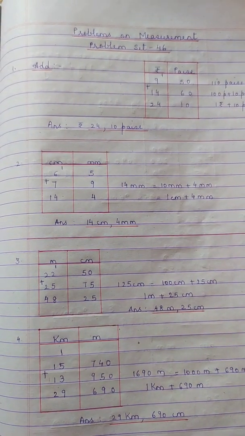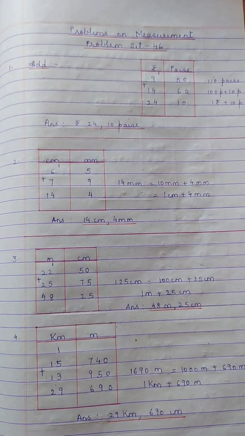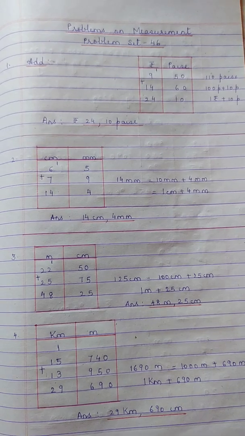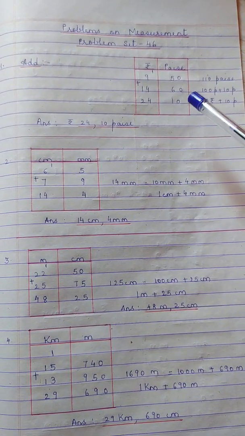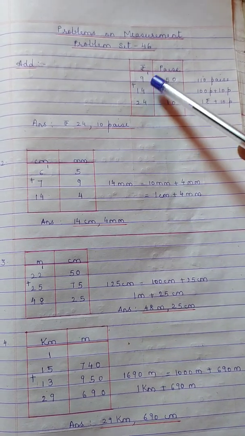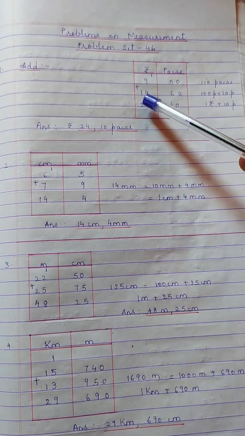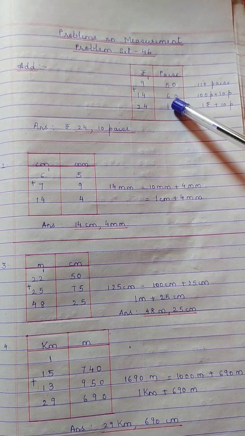Hello children, we begin with a new lesson, Problems on Measurement. Exercise 46. Question number 1, add rupees 950 plus 1460.